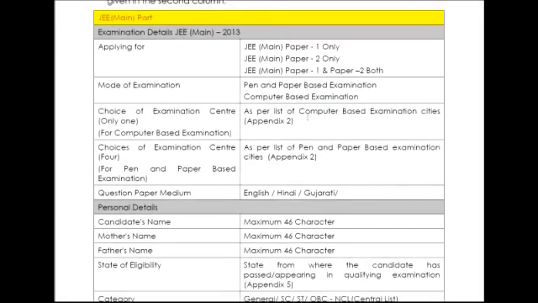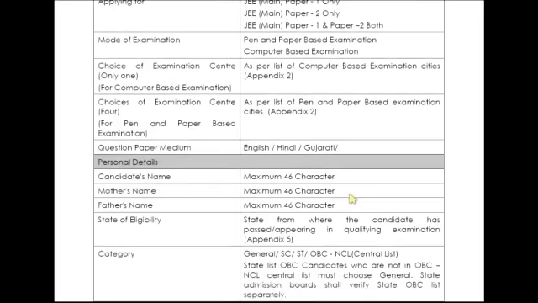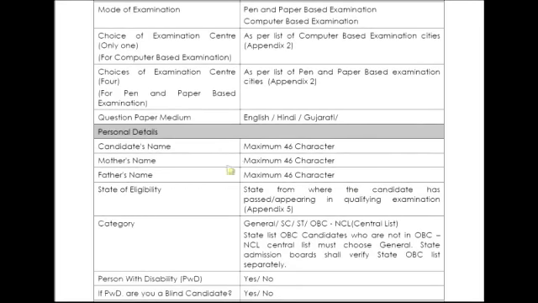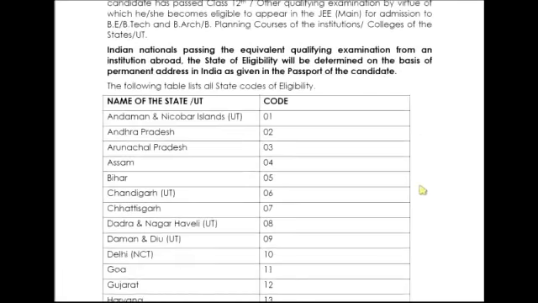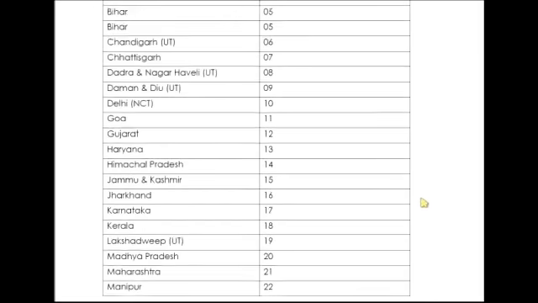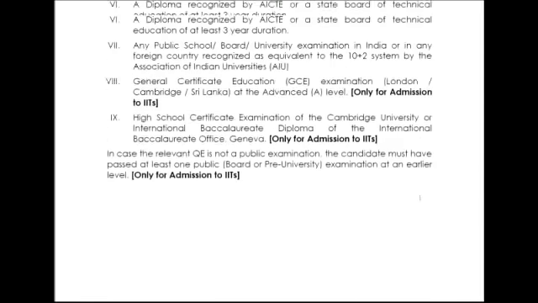Again, once we have given our choice, we can go ahead and see the language choice, the question paper medium. Fill up your choice, and then the next section has personal details. Candidate's name, fill in your name here, mother's name, father's name, your state of eligibility, the state from where the candidate has passed the qualifying examination. You need to check appendix 5 here. The state code of eligibility is given here. Just choose a relevant code, city, and fill in the details there.